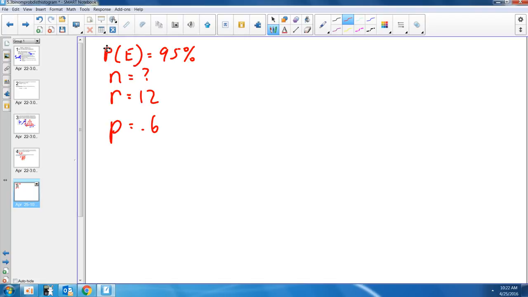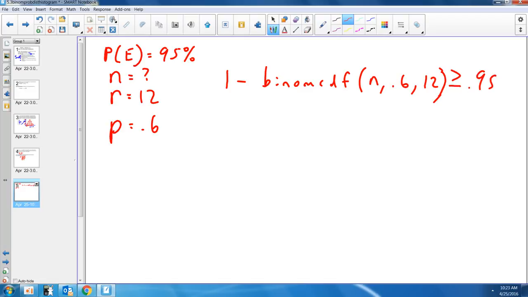So what I really want to do here is to set this up on your calculator. It would be 1 minus binomial CDF of n. I don't know my n. This is different. I don't know how many shots he has to take. But I do know my probability, and I do know that he wants to make 12 shots. So now I have to find my n. That's a variable in your calculator, which is a problem. Also, I know that this has got to be greater than or equal to 0.95.